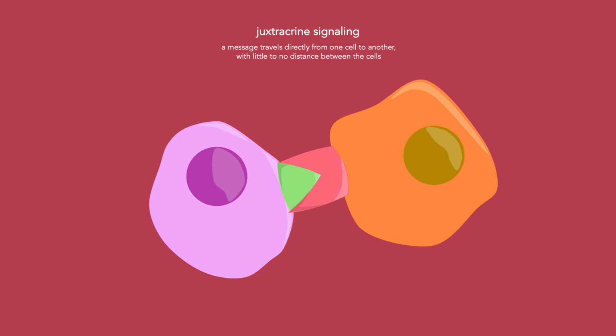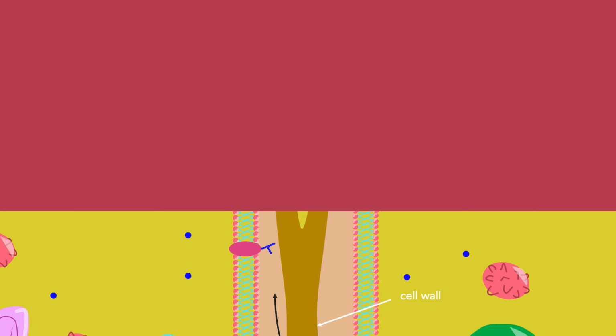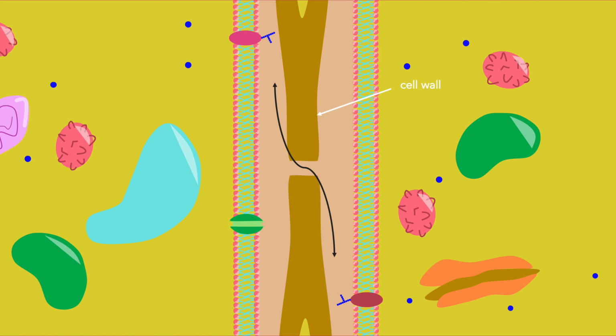of direct signaling. Another example of this is in the plasmodesmata of plant cells. These are small threads of opening between the plant cell walls that allow for direct signaling.